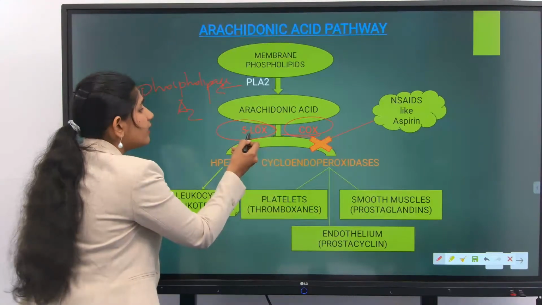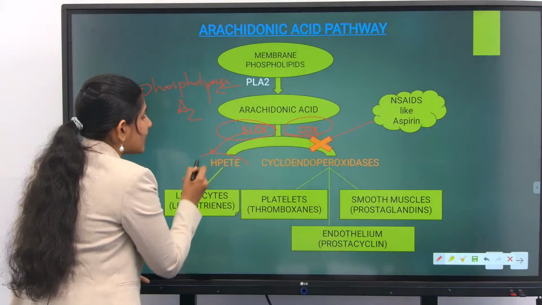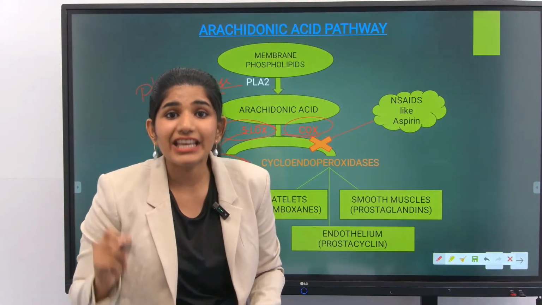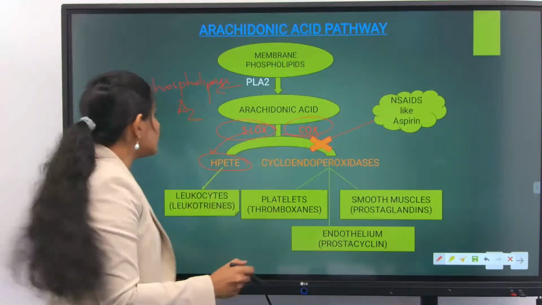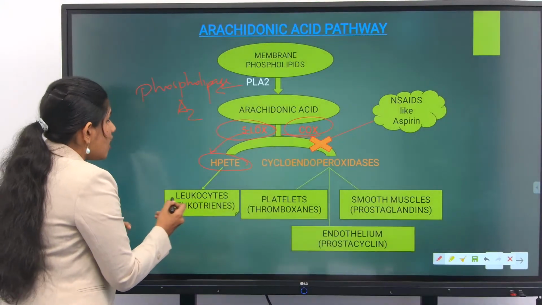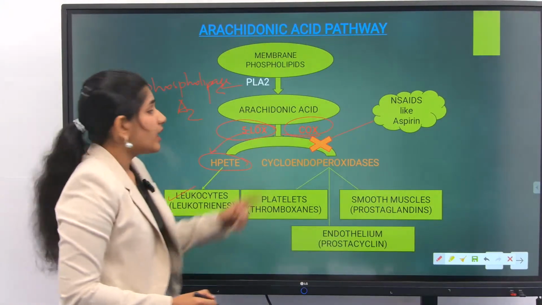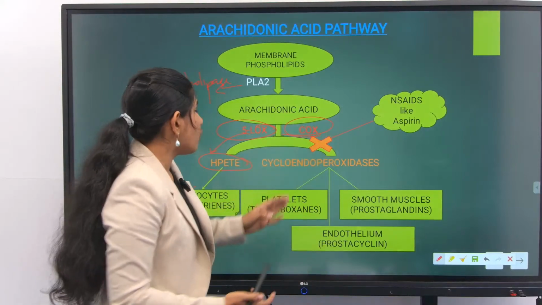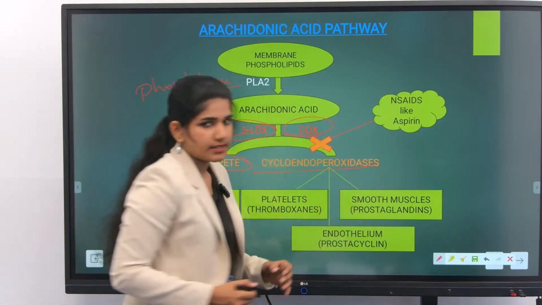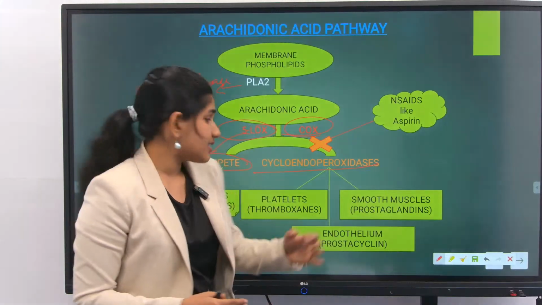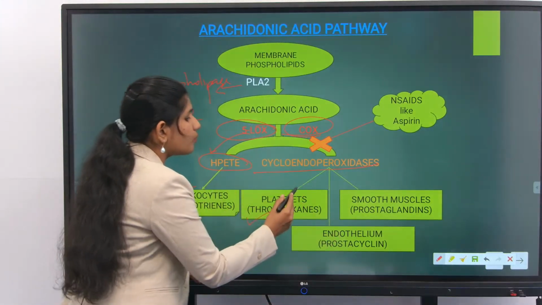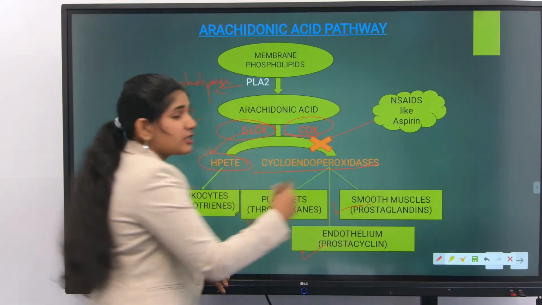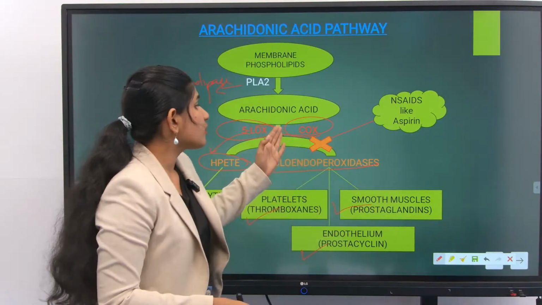In the LOX pathway, they form HPETE. HPETE is hydroperoxyeicosatetraenoic acid. This HPETE forms leukotrienes. Now we can go to the COX pathway. Through the COX pathway, they form cyclic endoperoxides. And these further form, in platelets, thromboxanes, in endothelium, prostacyclin, and in smooth muscles, prostaglandins. So this is mainly our COX pathway.